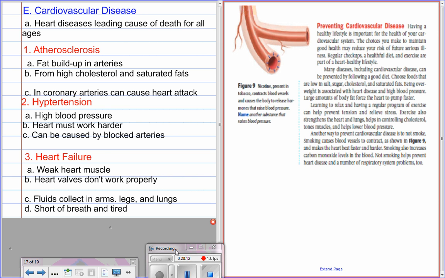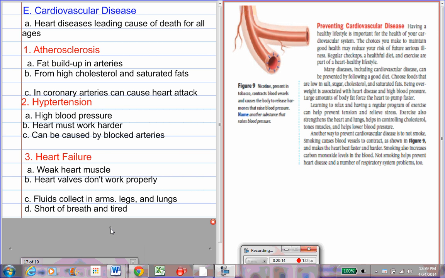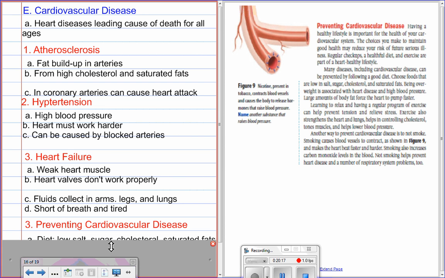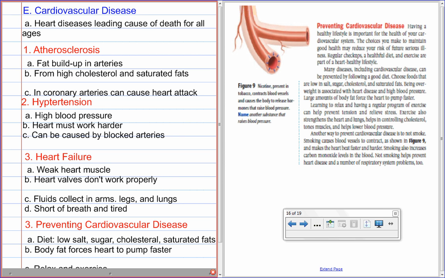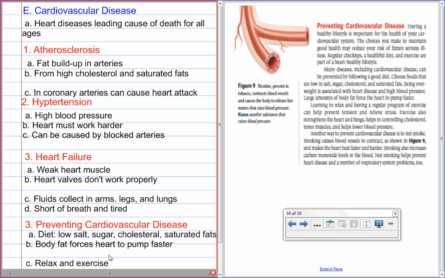Okay, this one's pretty simple and straightforward. We're going to say preventing disease. We're going to say you want a diet that is low in sugar, salt, cholesterol, and saturated fats. The more body fat you have, it forces the heart to pump faster. And the last two things are to relax and exercise. And the final one is no smoking, because it causes your blood vessels to contract.